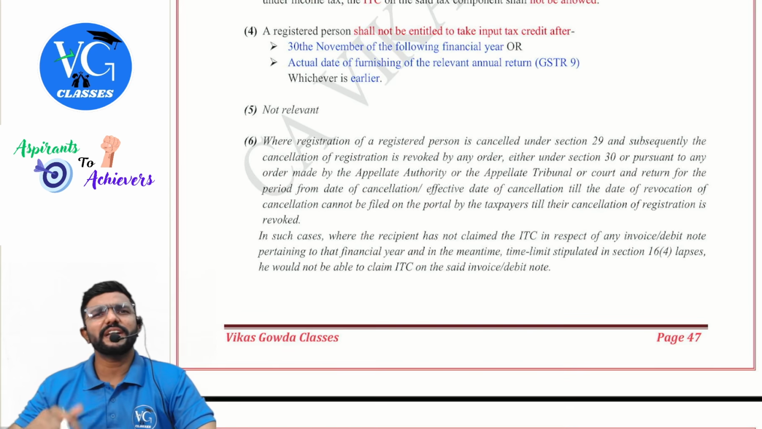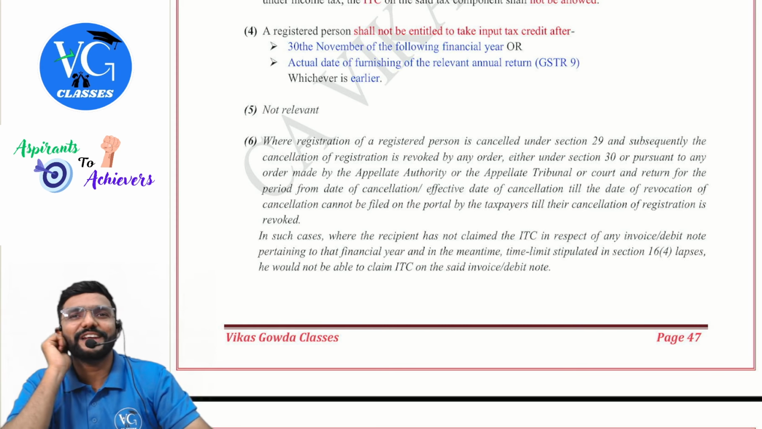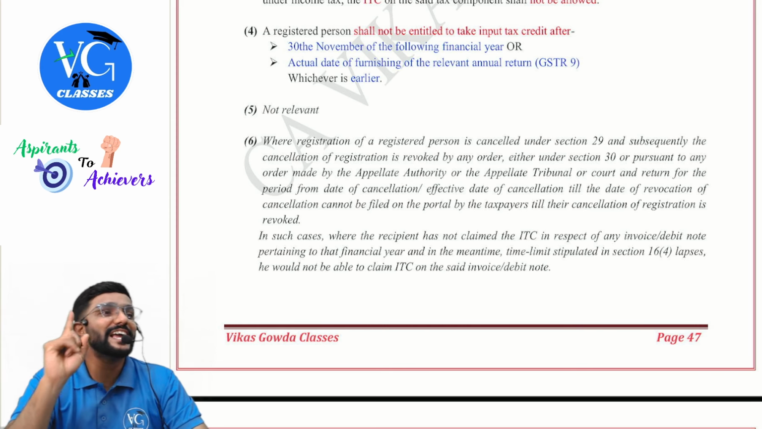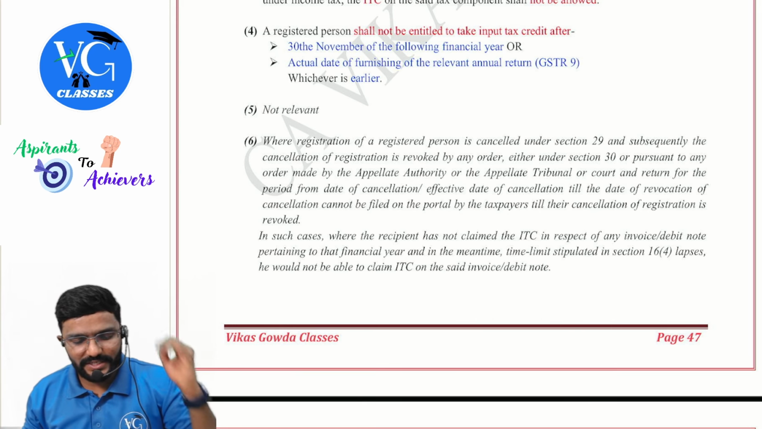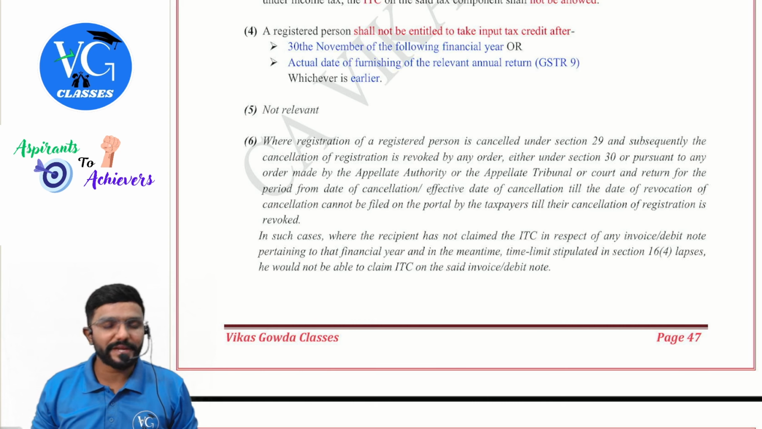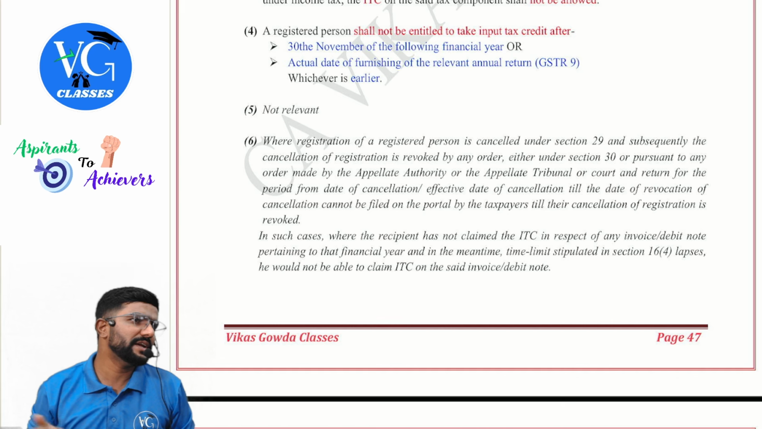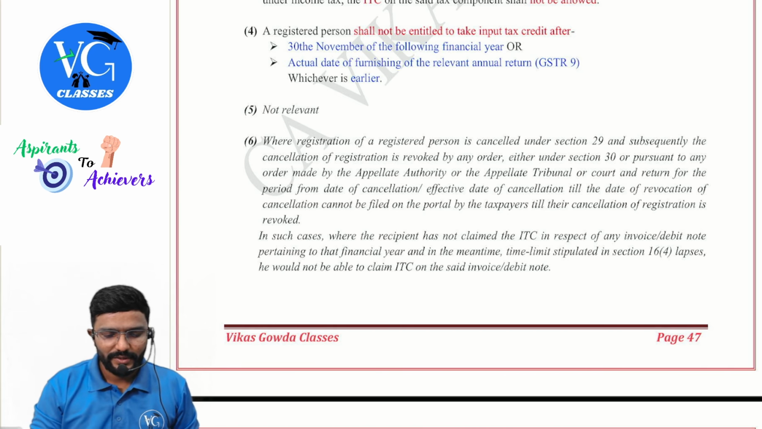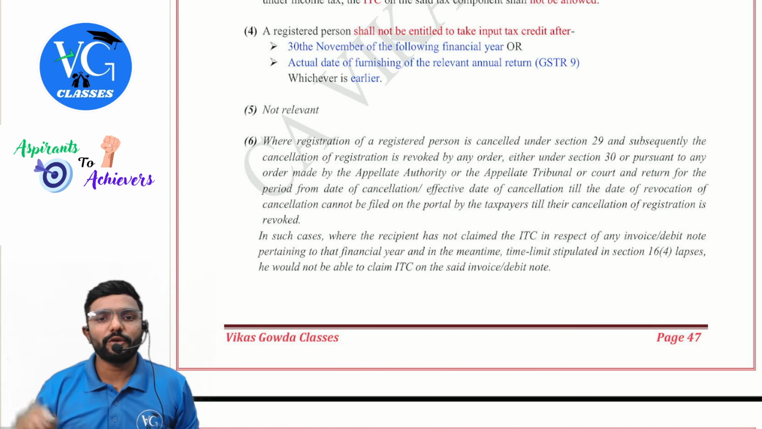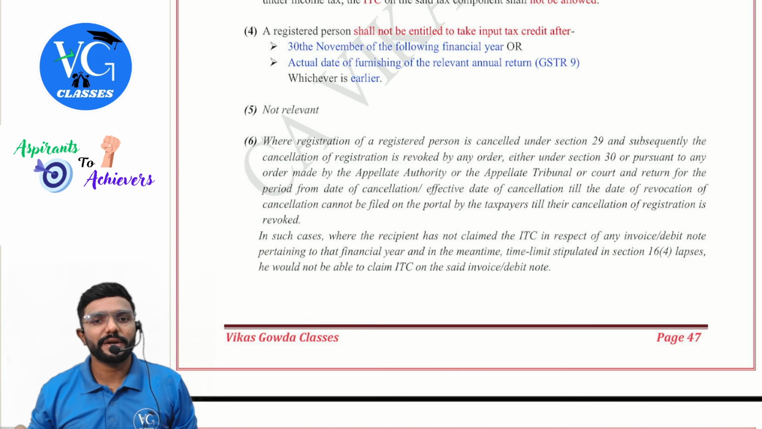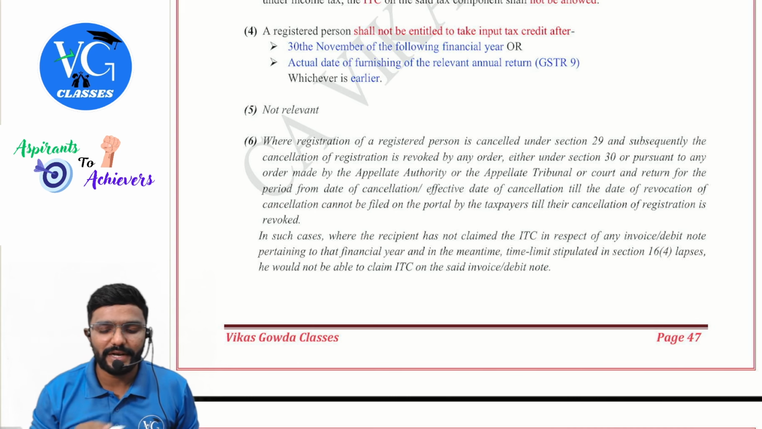Okay. Then, sir, can I claim the credit forever? I have a credit of 10 lakh. Is there any deadline for me to claim? Yes. The deadline is in subsection 4, D, the fourth alphabet. A registered person shall not be entitled to take input tax credit after, meaning this is the deadline for me to claim credit. Anytime before this, I can claim, guys. 30th November, please cancel out that E. 30th November of the following financial year or the actual date of furnishing the relevant annual return, whichever is earlier.